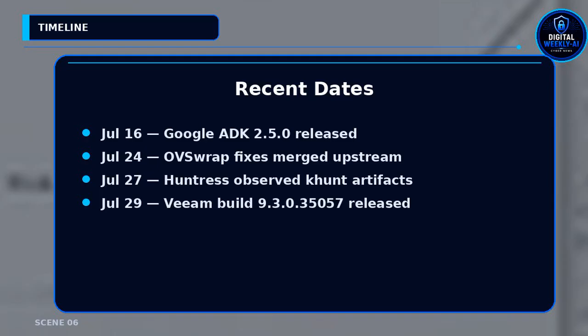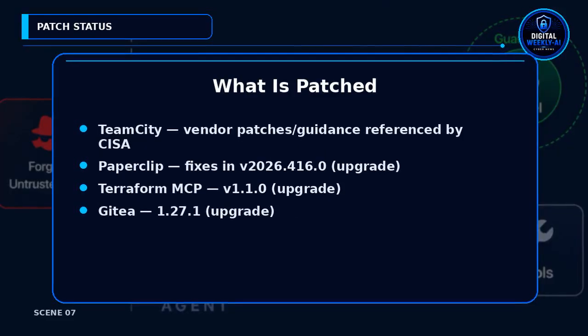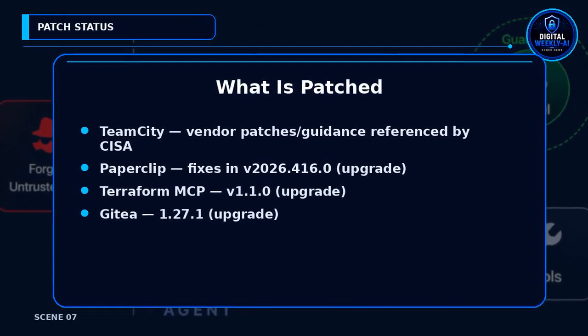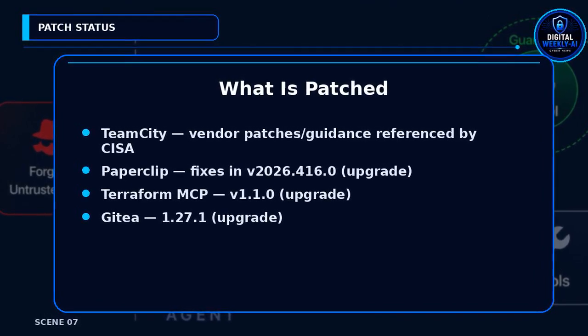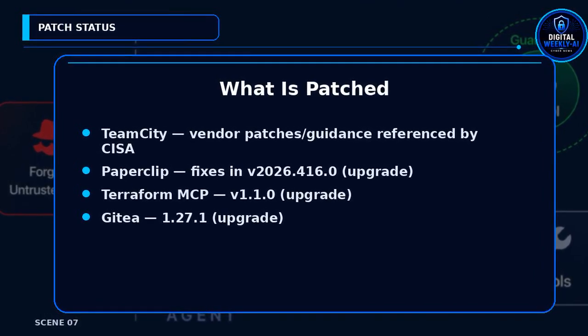AWS applied a managed mitigation before July 31. Advisories aggregated in early August. Patch status is mixed but actionable. JetBrains and CISA reference TeamCity fixes and guidance.